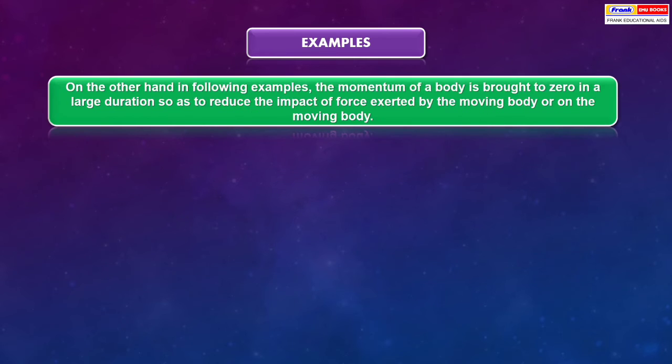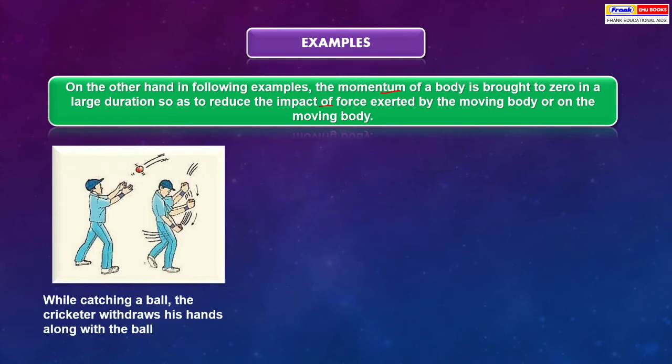Then we have other examples. On the other hand, in the following examples, the momentum of a body is brought to zero. In the previous examples we saw the change of momentum, how a cricket bat hits the ball and makes it move. On the other hand, in the examples on this slide, the momentum of a body is brought to zero over a longer duration so as to reduce the impact of the force exerted by or on the moving body.